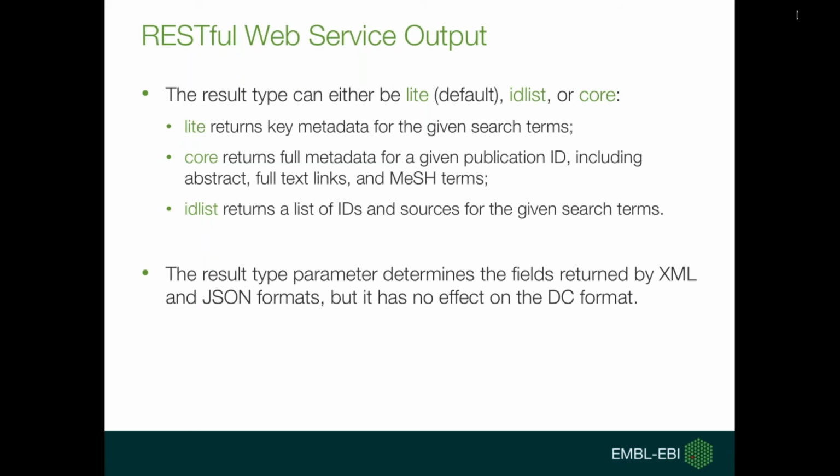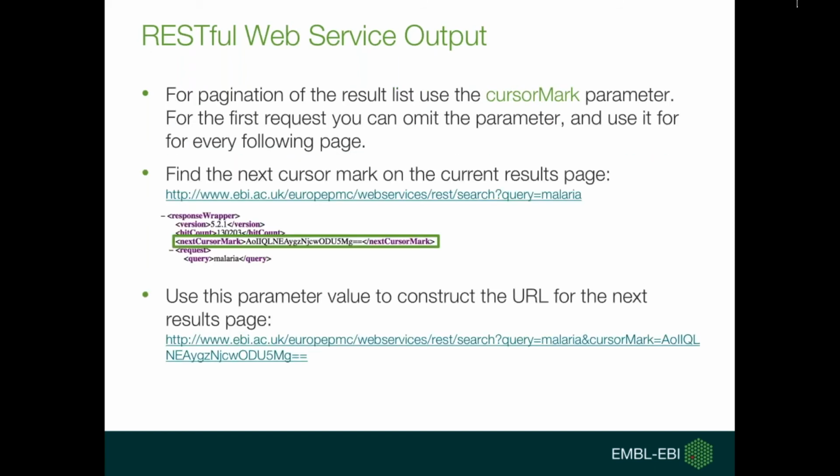Core returns full metadata for a given publication, including abstract text, full text link, detailed author information like affiliations, keywords, funding information, etc. Finally, ID list returns only a list of IDs and sources for the given search terms. If you only want a list of publications associated with your query, this is the most minimalistic result type. Note that this parameter determines the fields returned by XML and JSON formats, but it has no effect on the Dublin Core format.